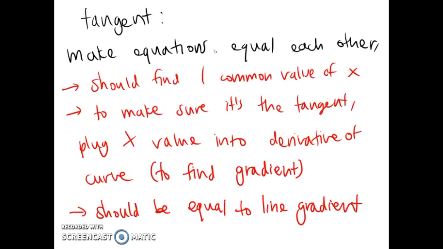The next thing is the tangent. So you would have to do the same thing as before, where you make the equations equal each other, and instead of finding two values of x, you would find one value of x. And this is because at a tangent, it would look something like this, where there's one shared value of x, and they also have the same gradient. So to make sure it's the tangent, you would plug the x value found into the derivative of the curve to find the gradient, and make sure it is equal to the gradient of the line.